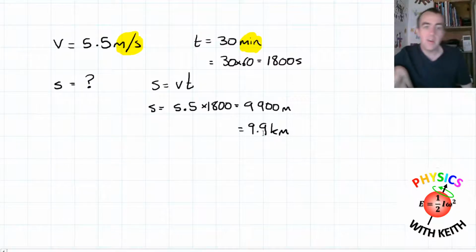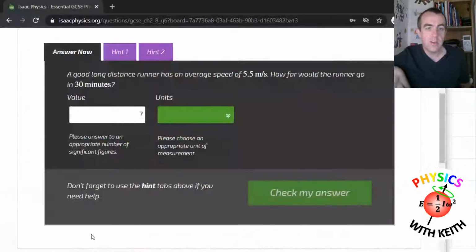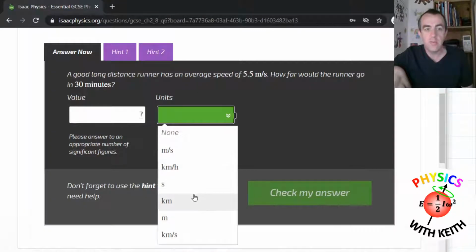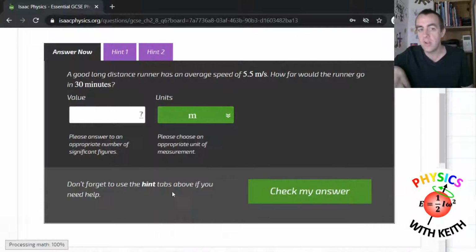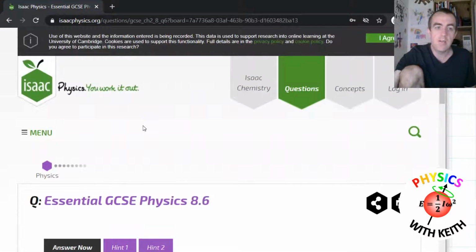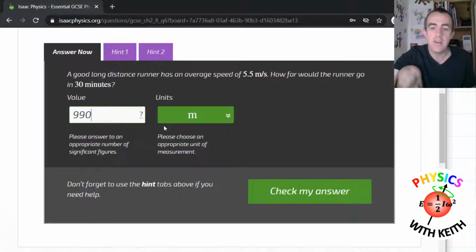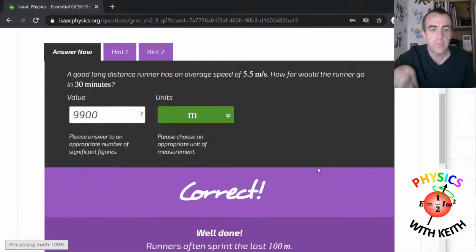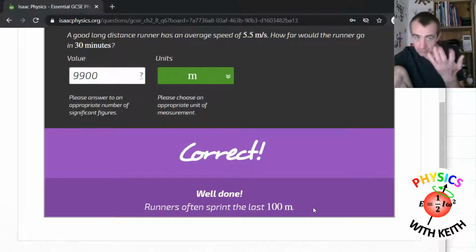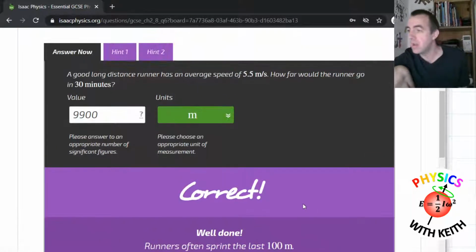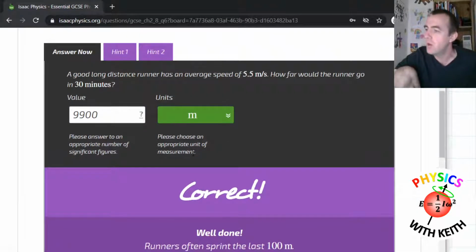So what you do on the Isaac Physics website is you've worked it out, you choose your unit, and we're going to choose either meters or kilometers. I'll go with meters. We're going to write 9, oopsie, I scrolled up, numlock isn't turned on. We type in 9900 and it says correct. And there we go, it tells me whether I'm right or wrong. So that's how the Isaac Physics is going to work with this.